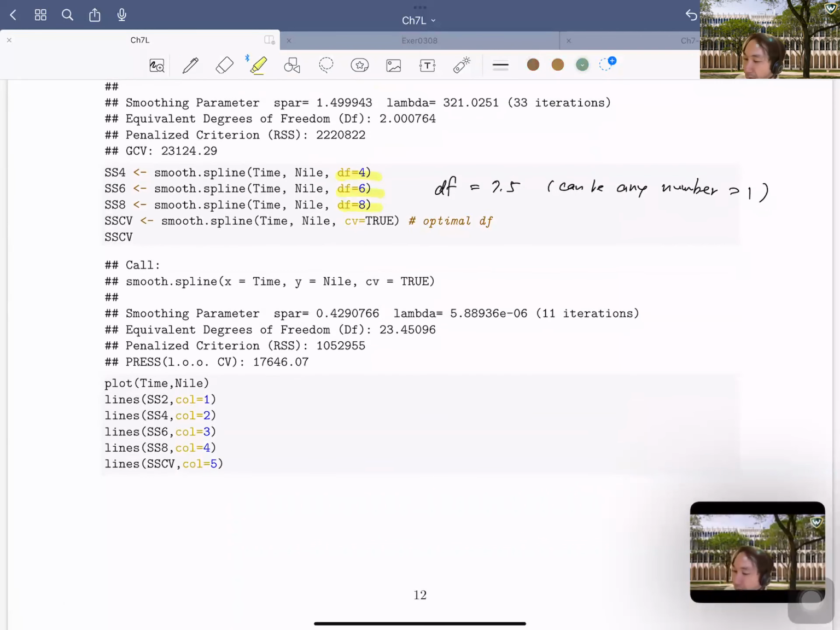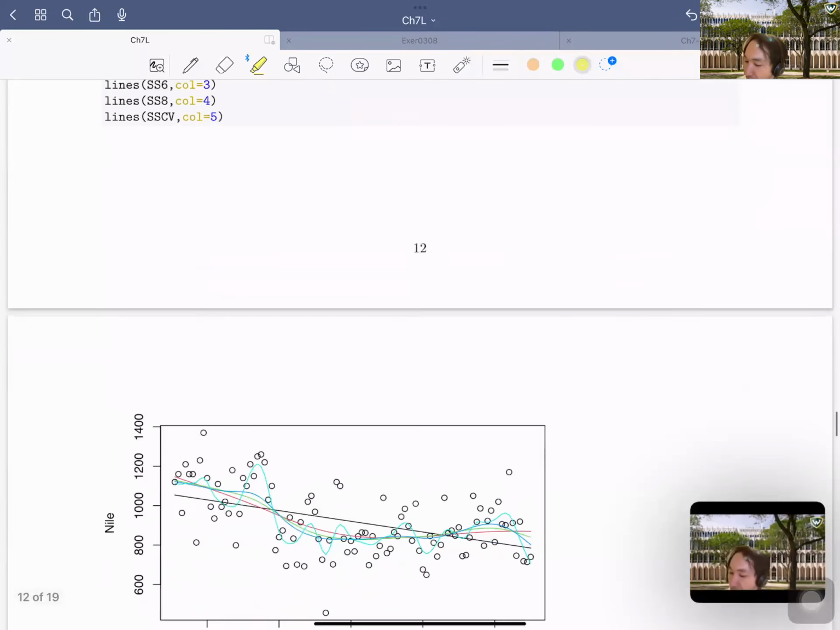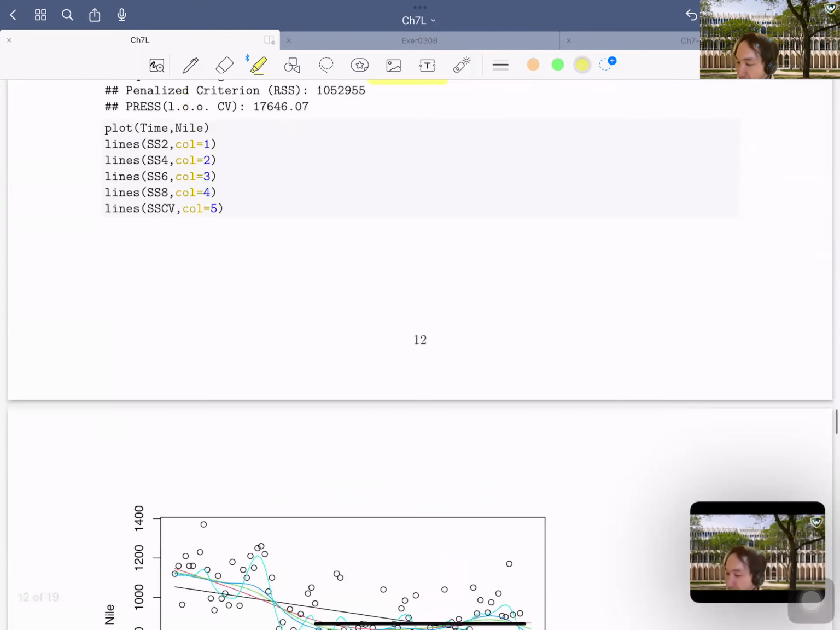And also we can use the optimal degrees of freedom by specifying CV is equal to true. Then when we optimize this, the degrees of freedom equal to 23.45 is the best. So it's actually a pretty high degree. And those are the fitted curves.